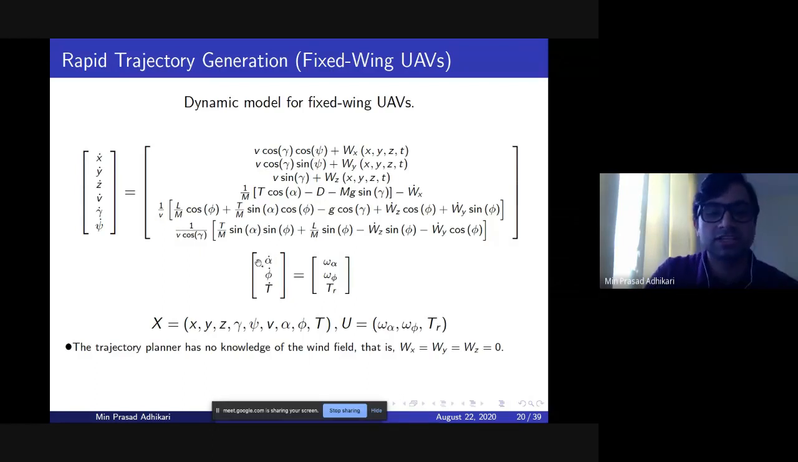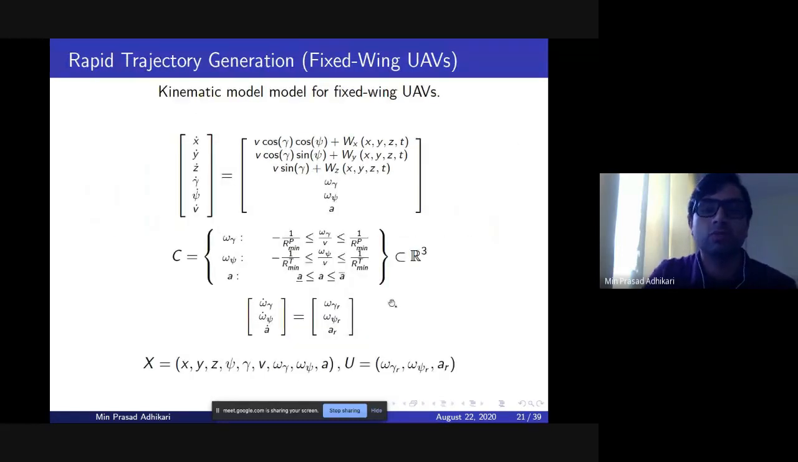The trajectory planner has no knowledge of the wind field. So this is an example of a dynamic model, a point mass model of a fixed wing UAV, and this is a kinematic model. Here, a few things are fixed, like the XYZ position in 3D space, the flight path angle, the heading angle, and the velocity. These are the rates at which the heading angle, flight path angle, and velocity change. Again, this control constraint has been added to avoid bang-bang control, and here we have bounds on how much the UAV can turn.